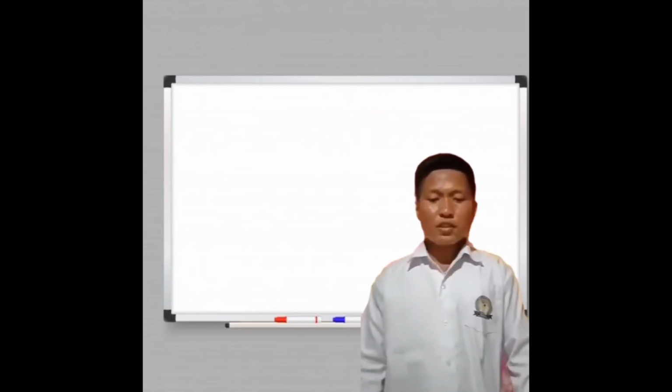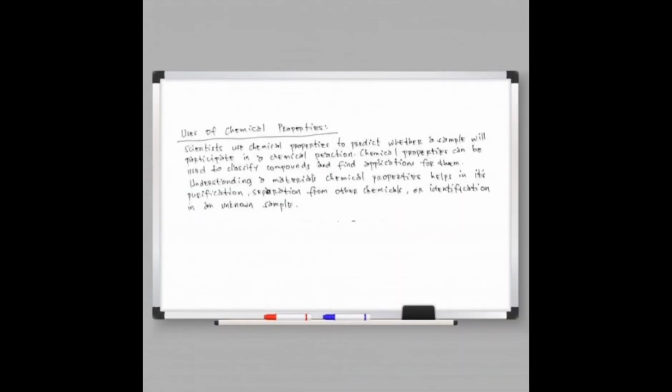These are the uses of chemical properties. Scientists use chemical properties to predict whether a sample will participate in a chemical reaction. Chemical properties can be used to classify compounds and find applications for them. Understanding a material's chemical properties helps in its purification, separation from other chemicals, or identification in an unknown sample.